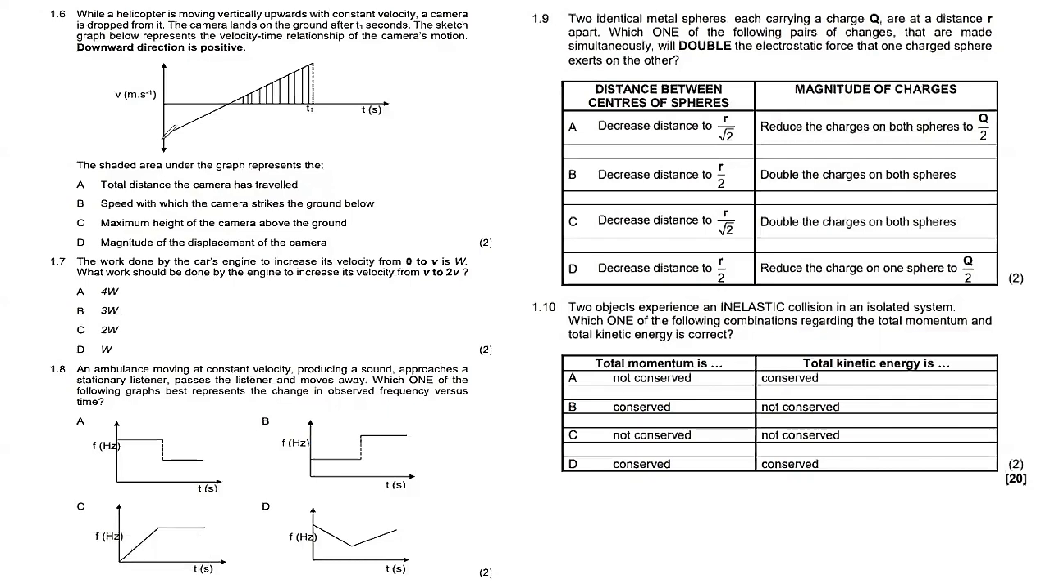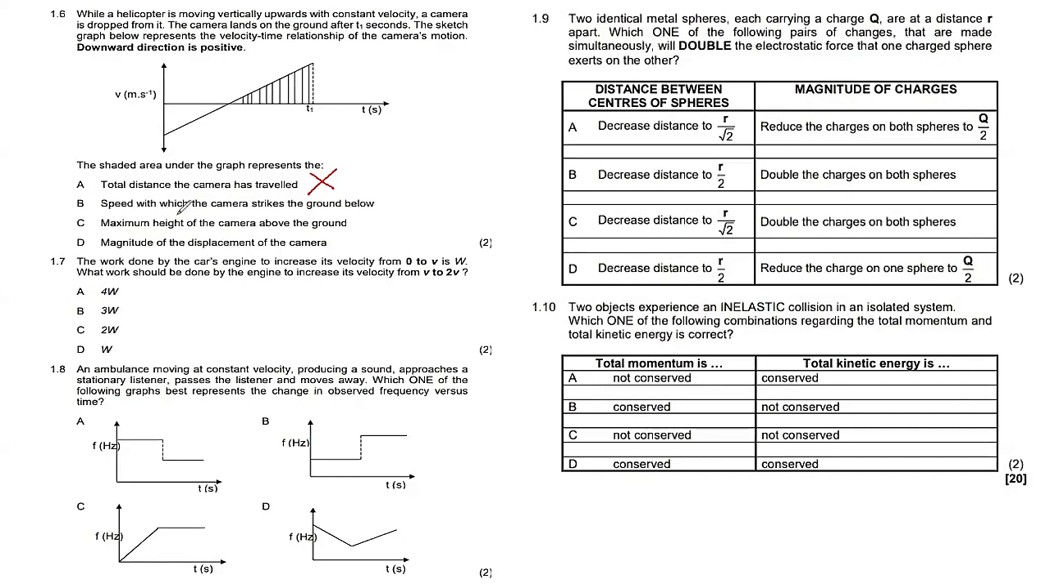Now we can see this is downward as positive because our graph is an increasing function here. Then they're saying the shaded area under the graph represents, is it A, the total distance the camera has traveled? Definitely not, because if it was indicating the total distance, then it would have to be the area under this whole graph here. So they would have to even shade this part to indicate the total distance.